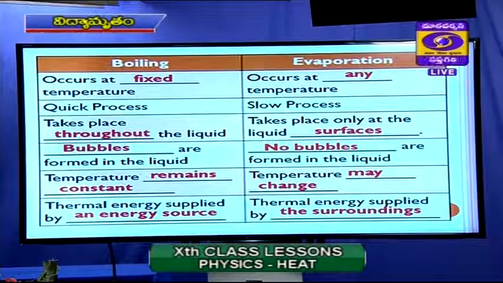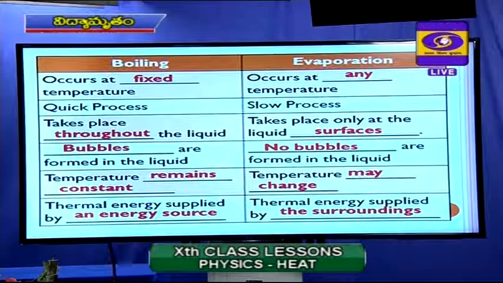Here the temperature remains constant, because why? Because this is the change of state at the boiling point. For water it is 100 degrees centigrade, that means 100 plus 273. If they ask you the boiling point of water in Kelvin also, then 100 plus 273, 373 also you have to write. Okay? In boiling the temperature remains constant, whereas in evaporation the temperature may change. Here the thermal energy is supplied by an energy source, here the thermal energy is supplied by the surroundings. From the surroundings only it will take the energy during evaporation.